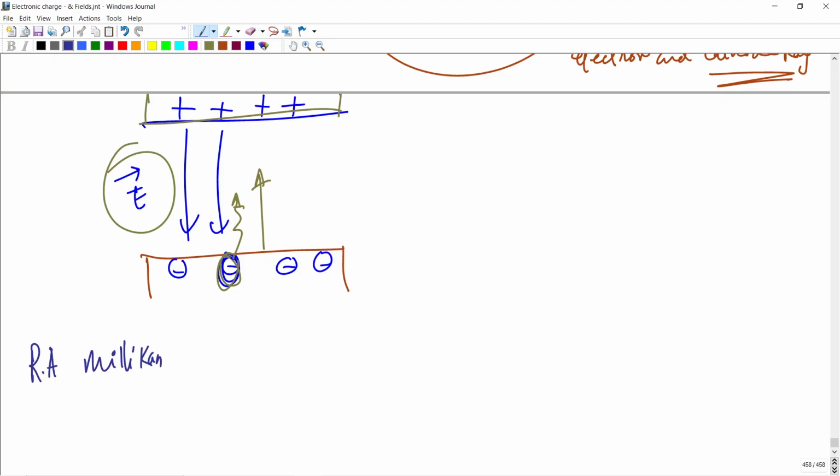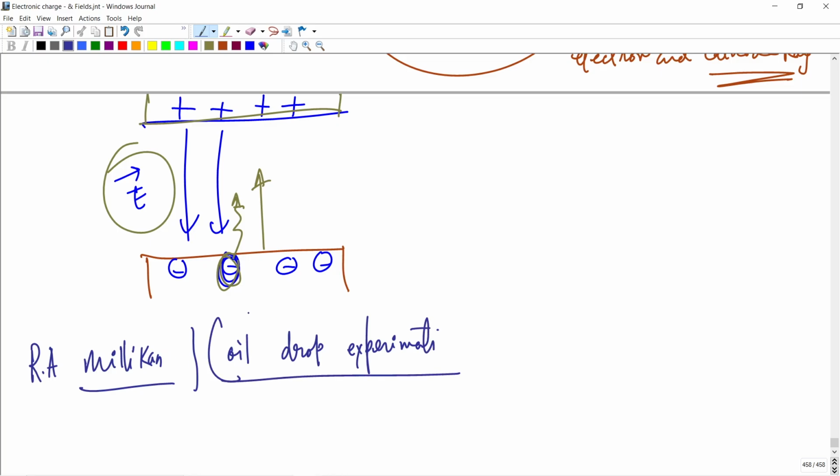The famous oil drop experiment. Actually, the discussion of the oil drop experiment is not in our syllabus, so I do not discuss what the oil drop experiment is here. And he precisely measured the charge of an electron.